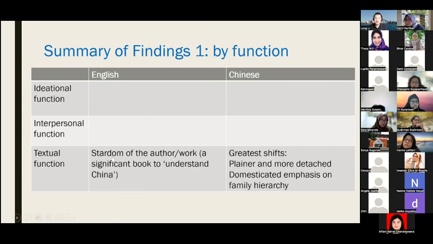The English source text strongly highlights the stardom of both the author John Chen and the work as being a significant book for Western readers to understand China. But this is where the greatest shifts have occurred in Chinese, that the covers are plainer and more detached. It does not highlight the significance of the translation or the celebrity status of the source text, the source author John Chen in Taiwan. And there's also an interesting domesticated emphasis on family hierarchy, adhering to certain values in Chinese culture.